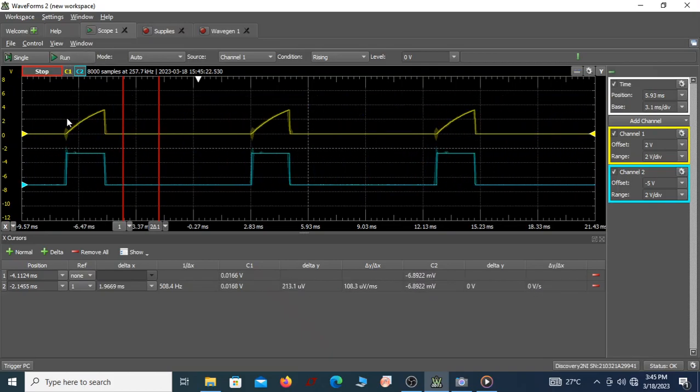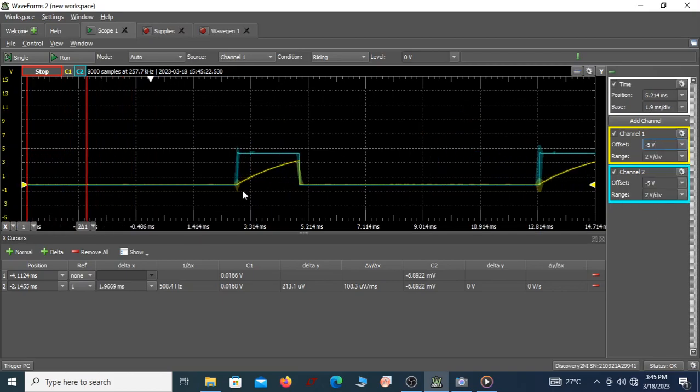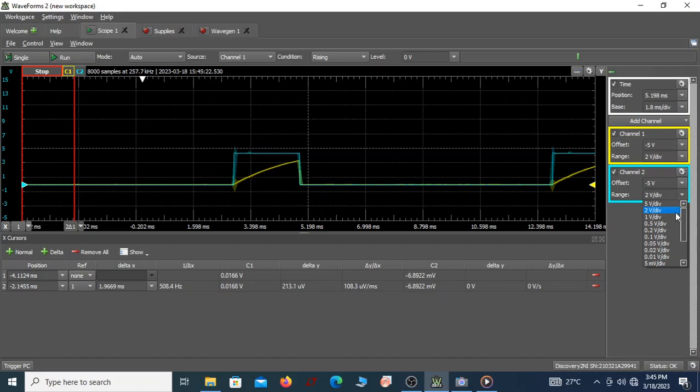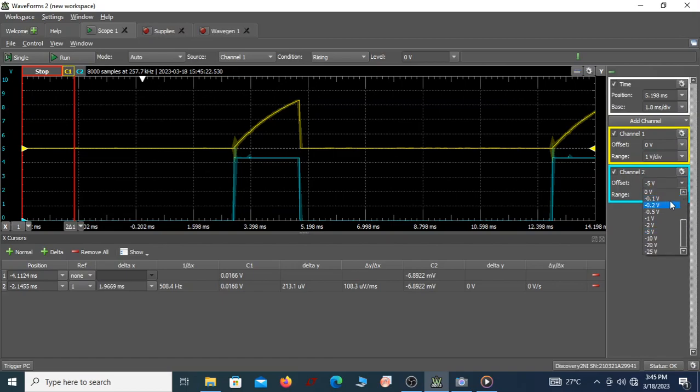I'll stop it now, but I'll make both of them coincide at the same point. So I'll make this also as -5 so that it coincides. It's perfect. Now we can see this is the capacitor voltage. When the capacitor voltage reaches this point, which is actually, okay, let me make this 1 volt per division so that it is more clear. Let me make this also 1 volt per division. This is also clear. Let me make it 0 so that it is fine. This also, let me make it 0.